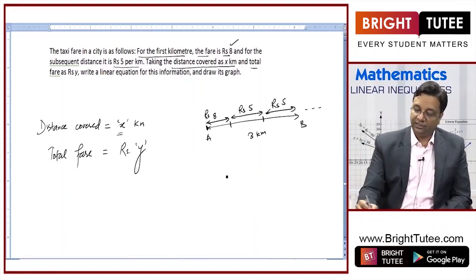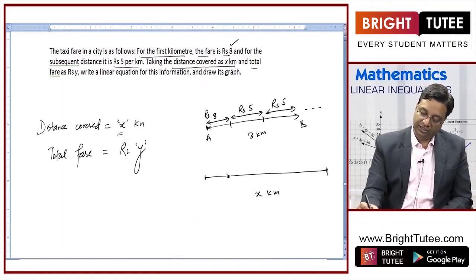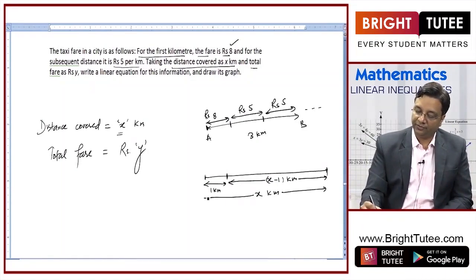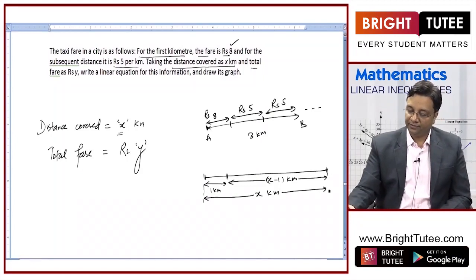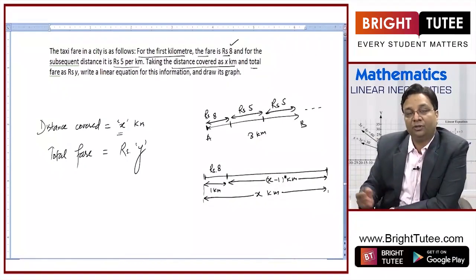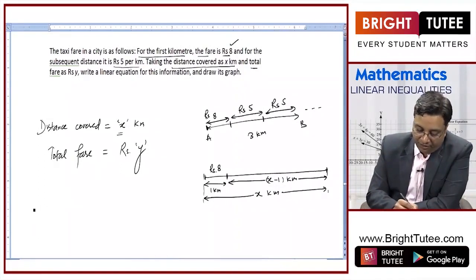So look at this. The distance covered is x kilometers. So let us say this distance is x kilometers. Out of which, for the first kilometer, let us say this is the 1 kilometer distance. So what will be the rest of the distance? It will be x minus 1 kilometers, because the total distance is x kilometers, right? So for the first kilometer it will charge me rupees 8, and for subsequent kilometers it will charge me rupees 5 per kilometer.